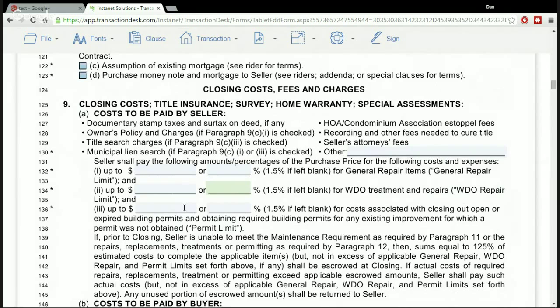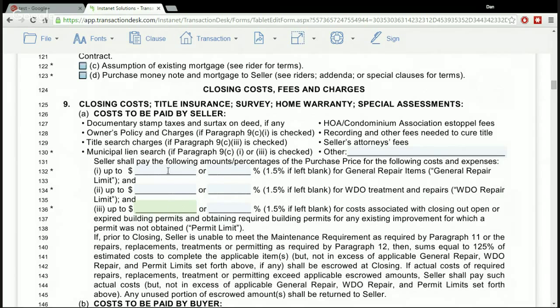And basically the way these things work is there's 3 different repair limits. One is for general repairs. One is for WDO, which is wood destroying organisms or termites. And one is for closing out expired or open permits. There are 3 separate allowances.